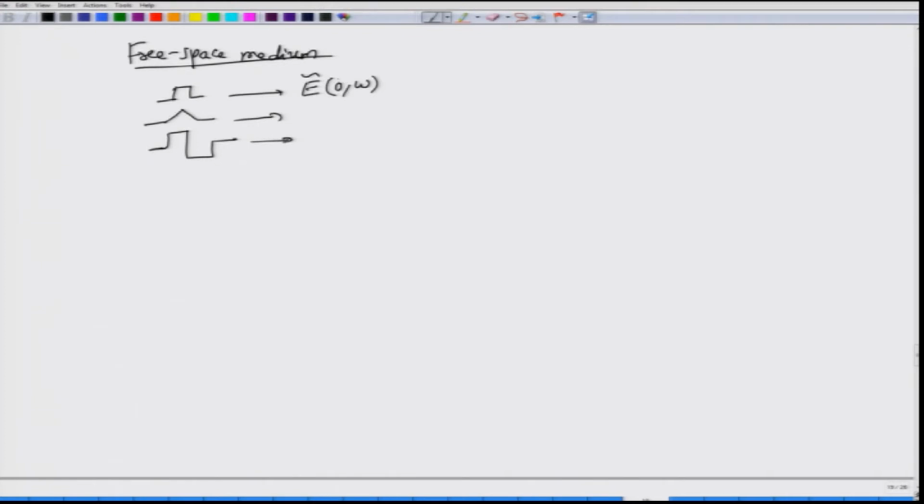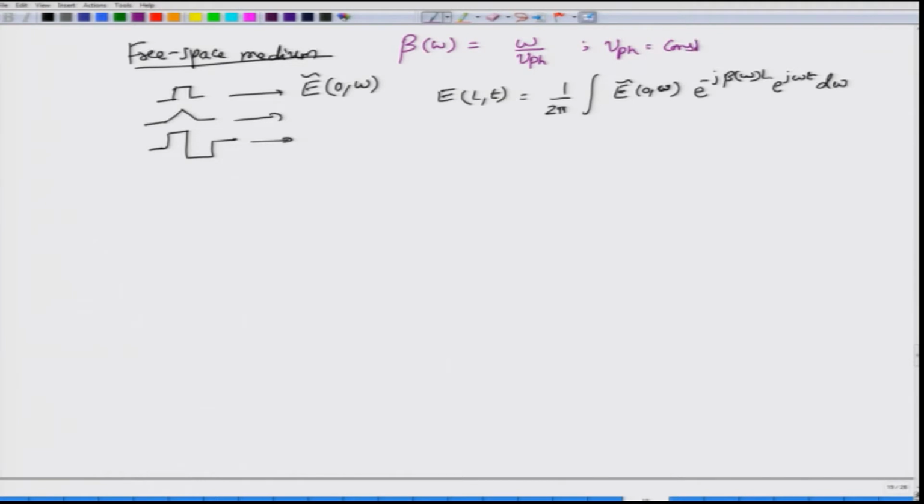So, that spectrum would be E of 0 comma omega, and the output E of L comma t is given by the same 1 by 2 pi integral of E of 0 comma omega e power minus j beta of omega L e power j omega t d omega. But because this is a free space medium, the value of beta as a function of omega will be omega by VPH. Okay. So, this is a linear relationship as we have seen, and we will assume VPH to be a constant factor. Okay. So, it is assumed to be a constant.